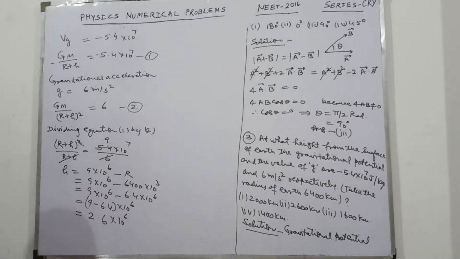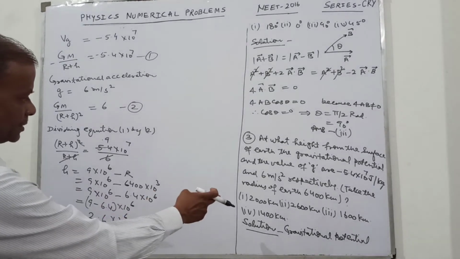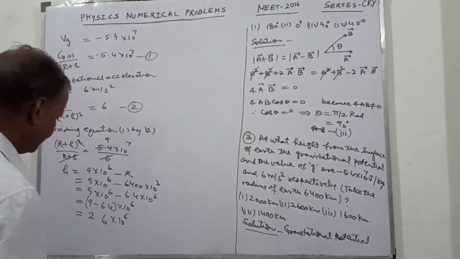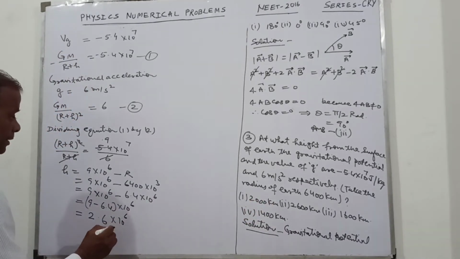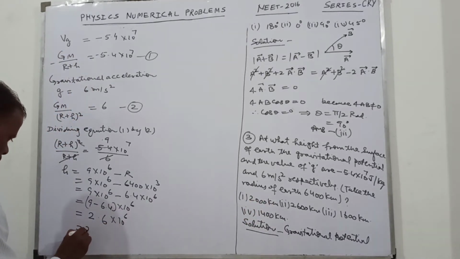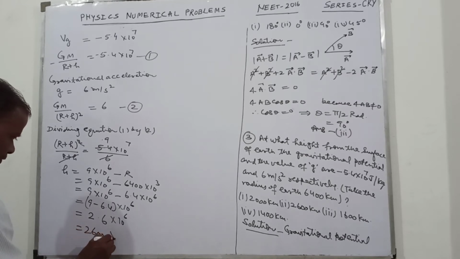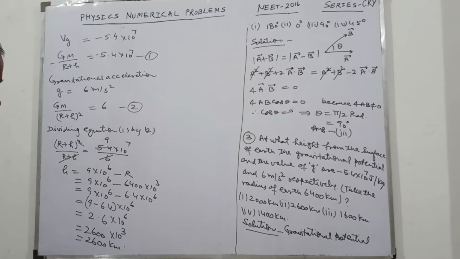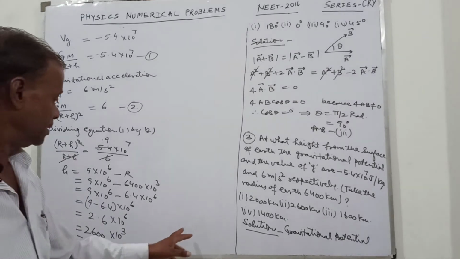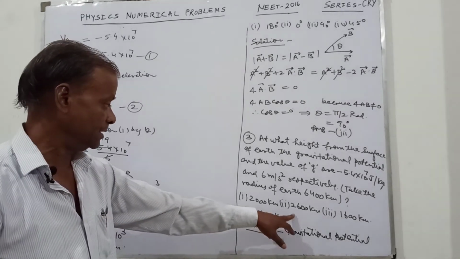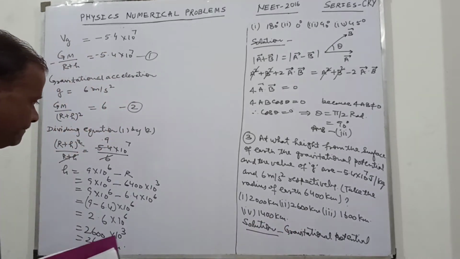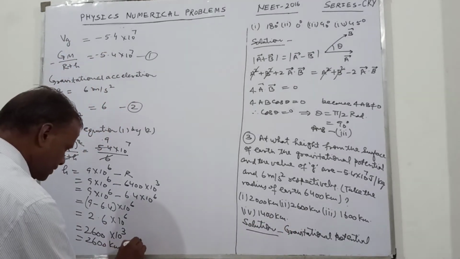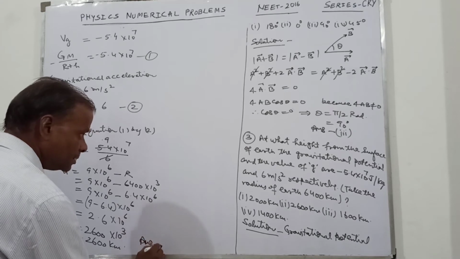Now the answer is given in kilometers. So this will be equal to 2600 into 10 raised to the power 3, so this is 2600 kilometers. Matching to this one, the answer is second. So our answer is second.